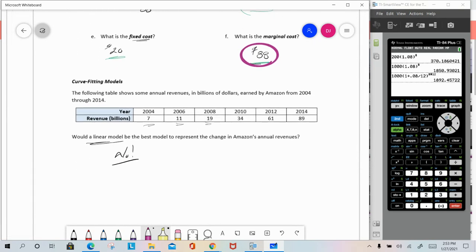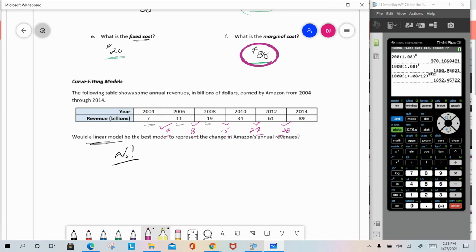So you'll notice that in the 2-year period from 2004 to 2006, Amazon's revenue increased by $4 billion. In the 2-year period from 2006 to 2008, their revenues increased by $8 billion, and then $15 billion, and then $27 billion, and then $28 billion. So what you'll notice is that the rate of increase is not constant. The rate of increase is not a consistent amount. So it is not a perfect linear model.